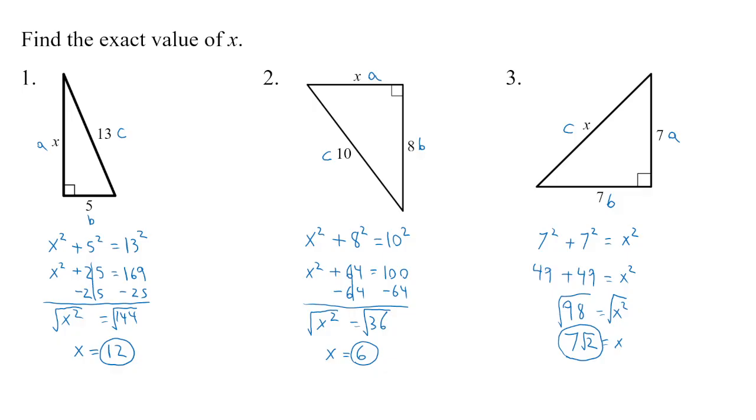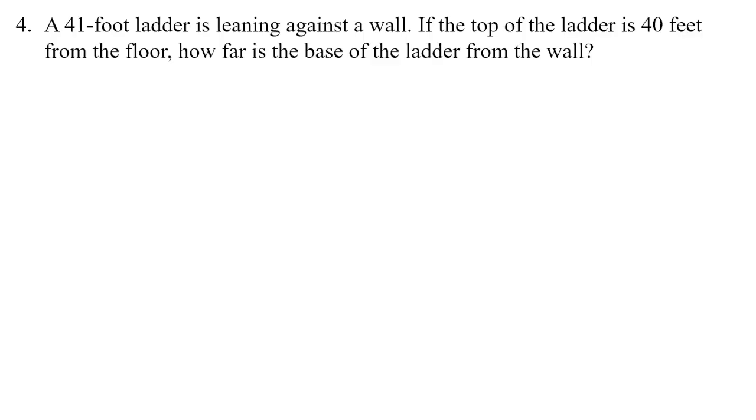So as you can see, it comes down to knowing which sides are A, B, and C. And your hypotenuse will always be C. Once you do that, you just use the Pythagorean Theorem to set it up. But now let me show you one more example. Let's say a 41-foot ladder is leaning against the wall. If the top of the ladder is 40 feet from the floor, how far is the base of the ladder from the wall? Now, this is one of these word problems in geometry.